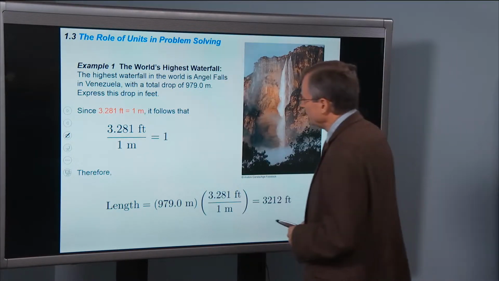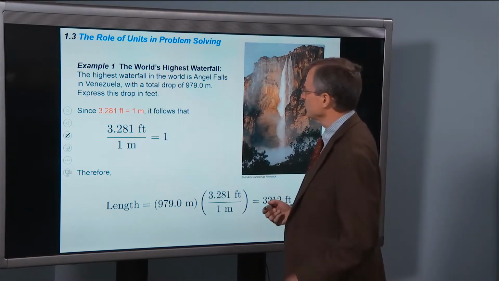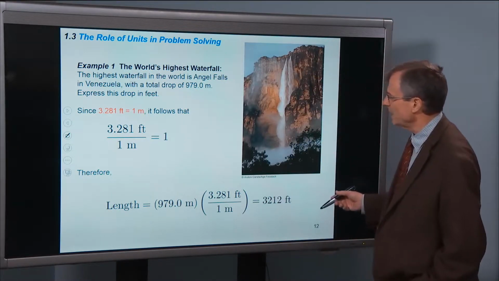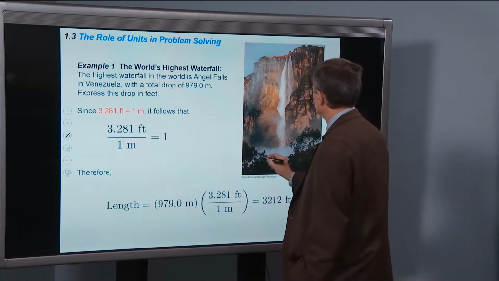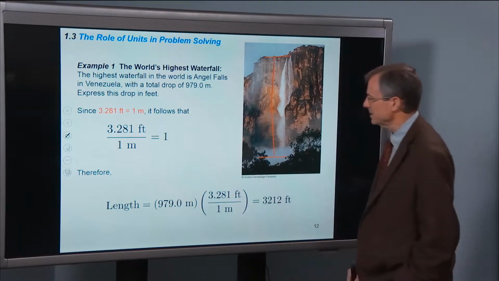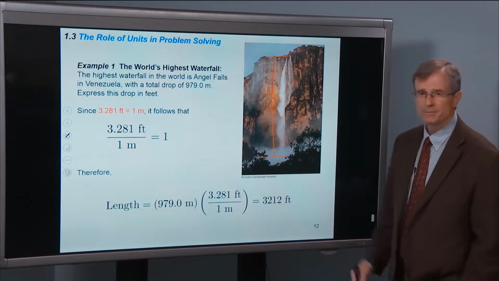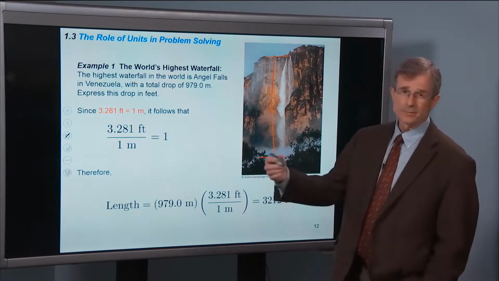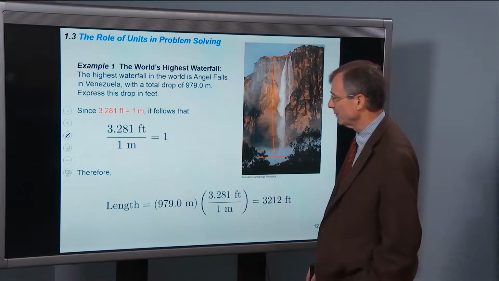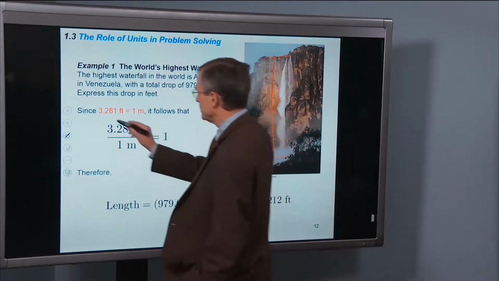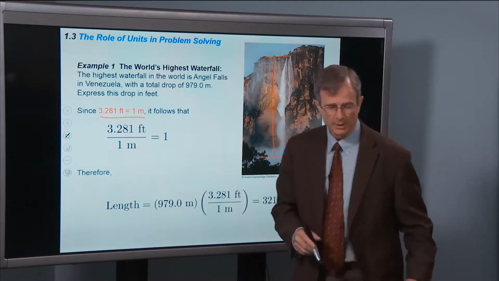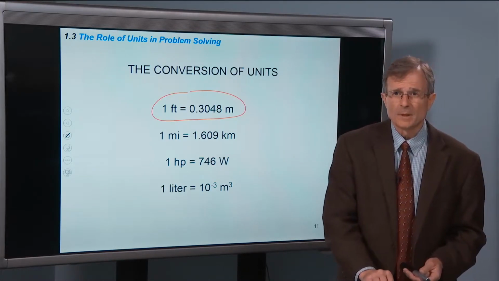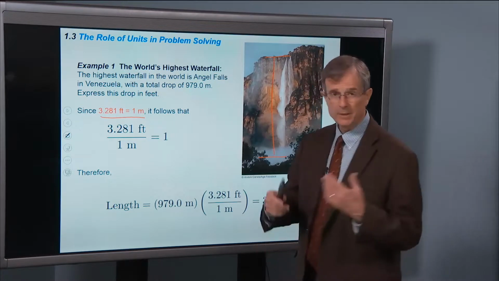So, the world's highest waterfall. The highest waterfall in the world is Angel Falls in Venezuela with a total drop of 979 meters. That's a long distance, 979 meters. Express this drop in feet. We'll do a lot of unit conversions back and forth for different units. So this would be a conversion factor that you would be given, or you could look up in the textbook, or you'd be given on a test.